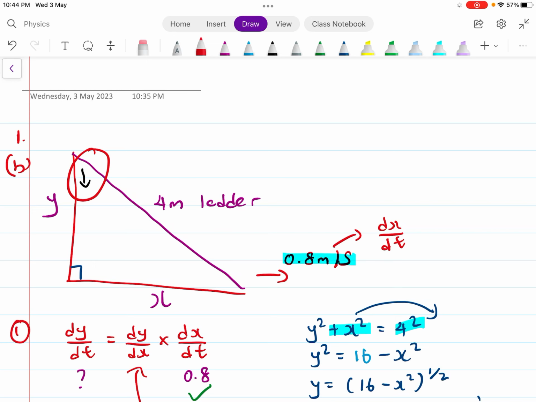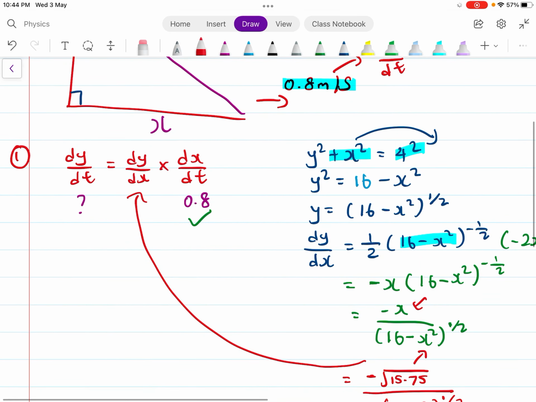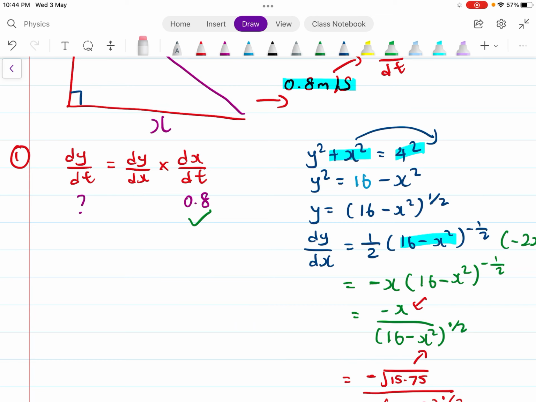Okay, so first, how do we do this question? First thing first, you must always write the chain rule. So for example, we know that dy/dt is equal to dy/dx multiplied by dx/dt. Then next part, you ask yourself what you are trying to find. You want to find dy/dt. So what you are given is, of course, your dx/dt, which is 0.8. What about your dy/dx? dy/dx, I do not know.